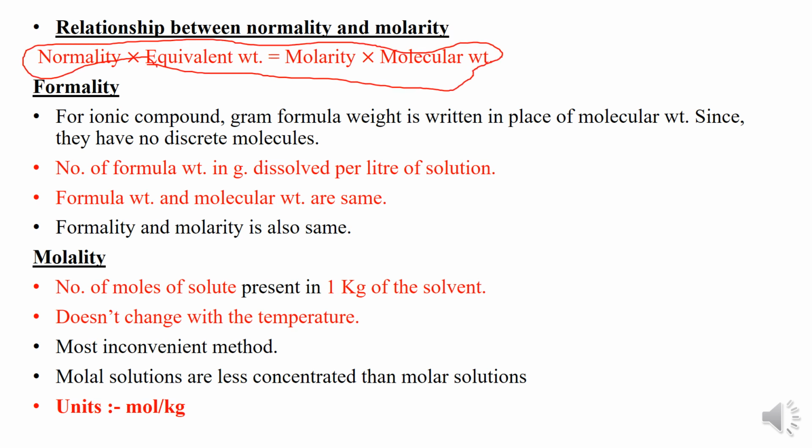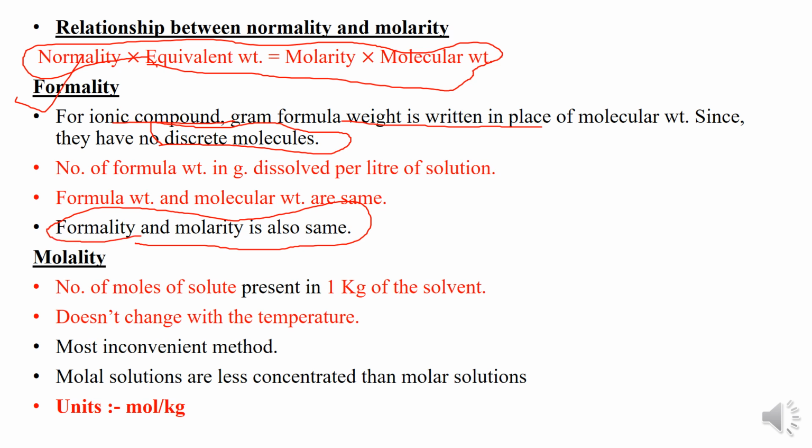Next one, formality. For an ionic compound, gram formula weight is written in place of molecular weight since they have no discrete molecules. Ionic compounds have no molecular formula. So in the case of an ionic compound, formality is written in place of molarity. However, normality and formality are different things, but formality and molarity are the same thing. The number of gram formula weights dissolved per liter of solution is known as formality.